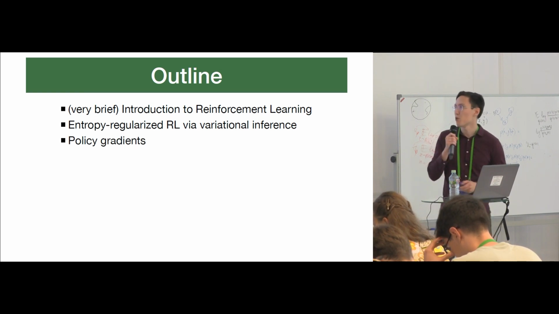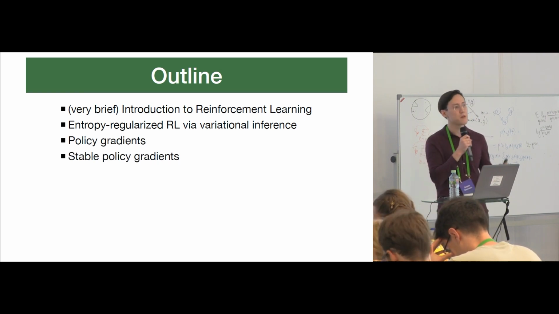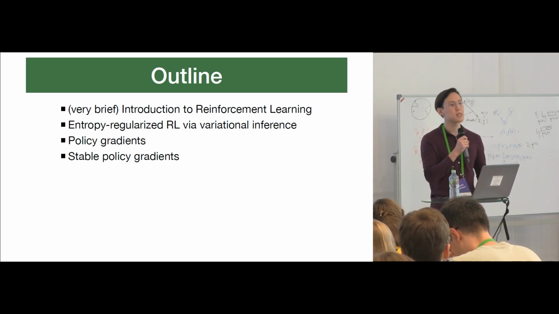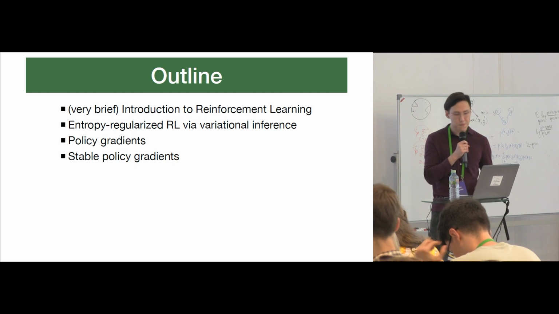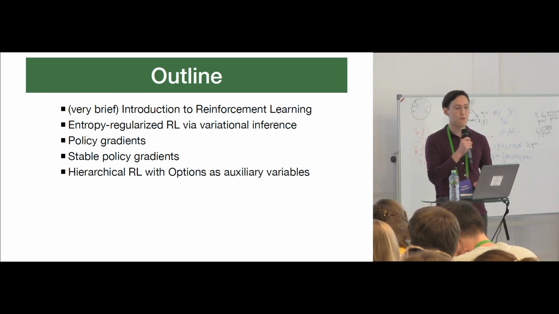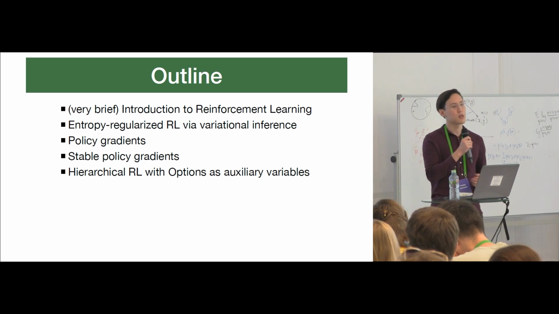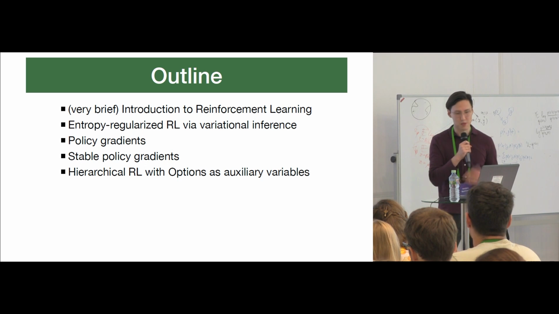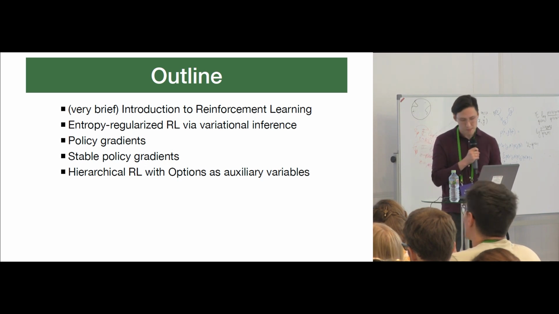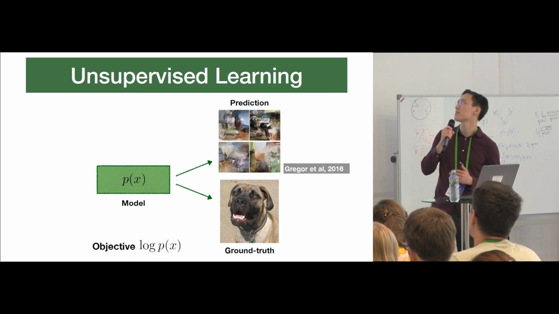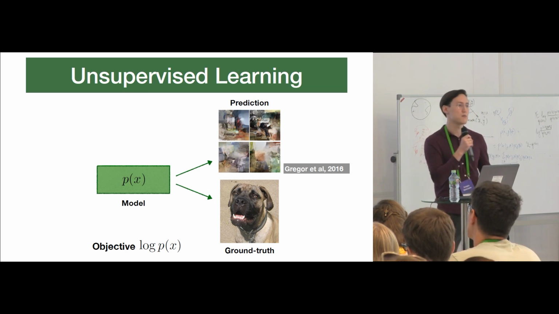Then we will see how policy gradients and some stable variants of policy gradients can be rediscovered as simply stochastic variational inference in those models. And we will also provide an interpretation for the options framework that is used to construct hierarchical policies, hierarchical strategies in reinforcement learning.